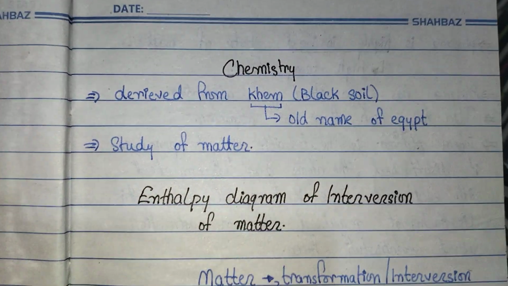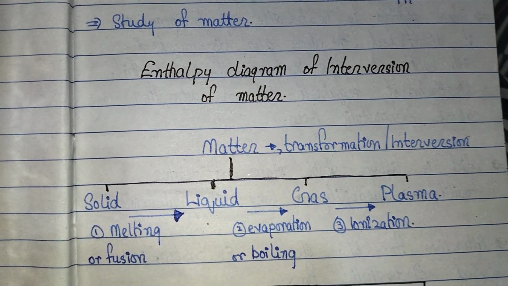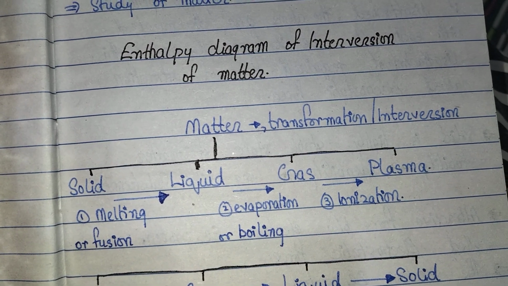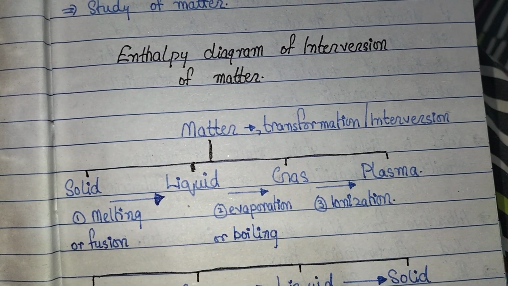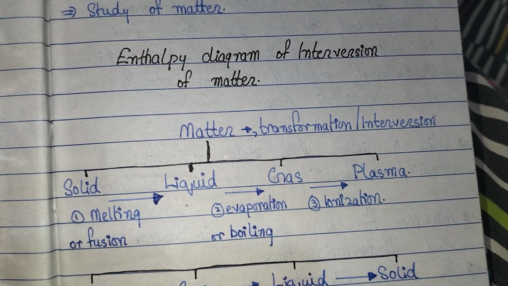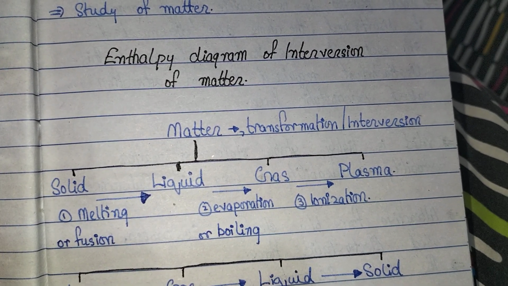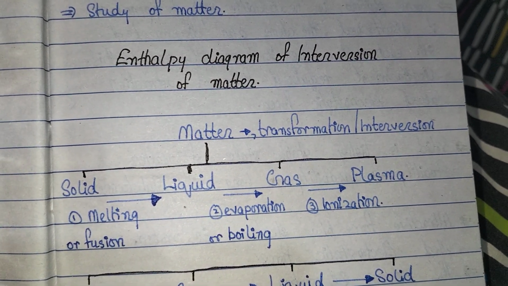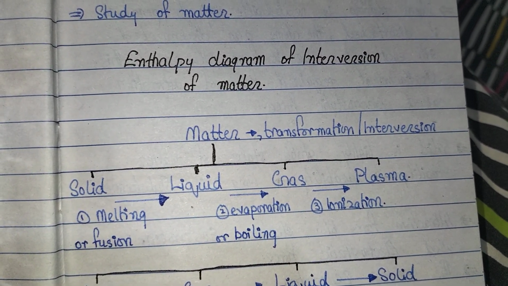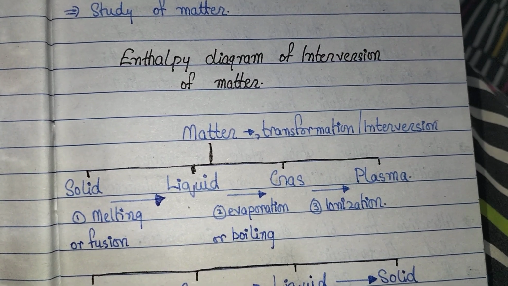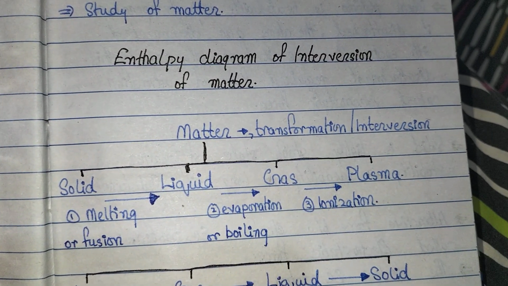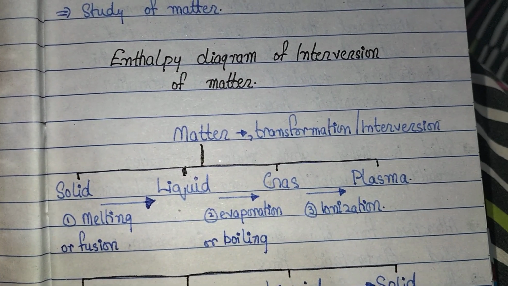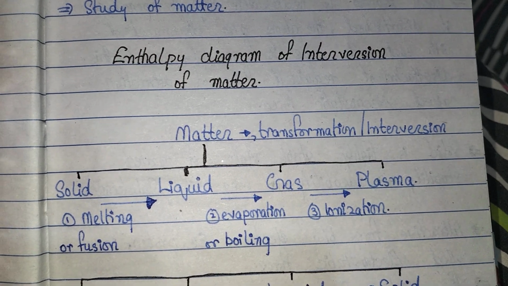Now we have the enthalpy diagram of interconversions of matter. Interconversions means transformation. As we know, we have four states of matter: solid, liquid, gas, and plasma. When a solid is converted into a liquid by a single process, that is called transformation or interconversion.